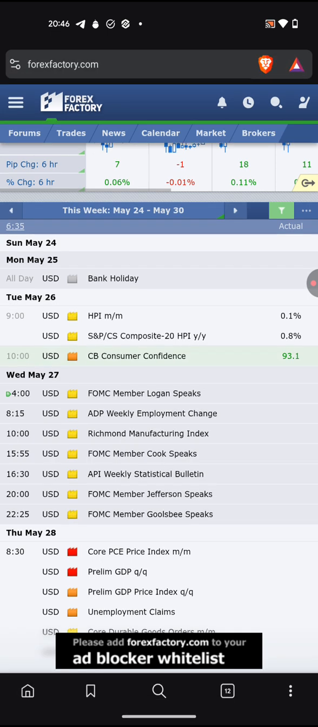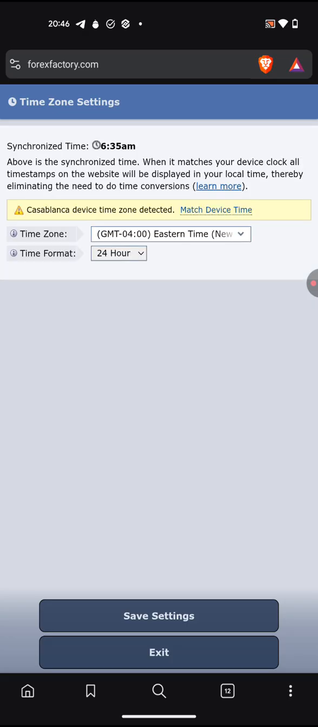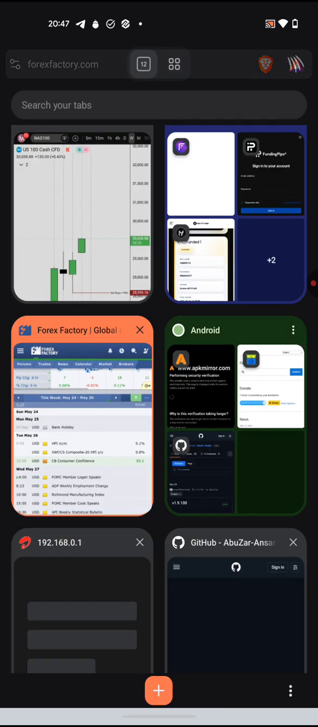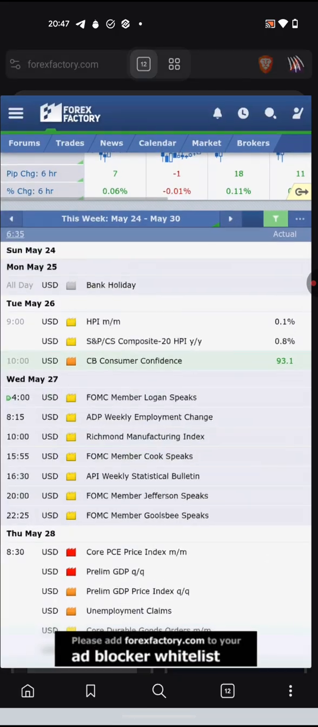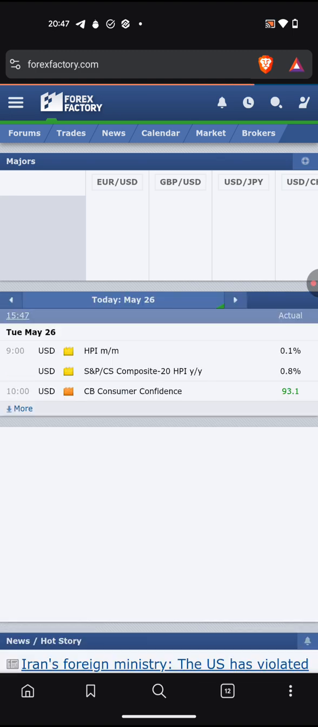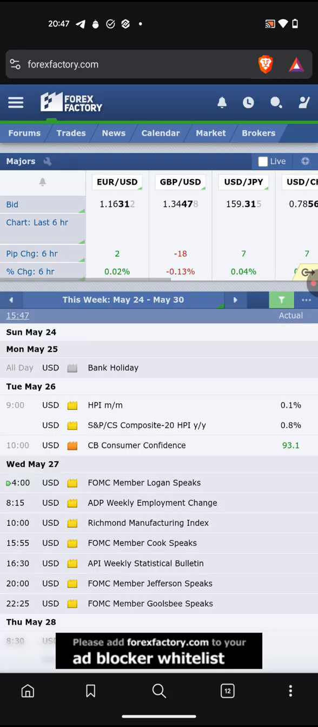Ideally, I set my time zone to be New York, as you can see here, GMT-4 Eastern time, and time format 24 hours. That's the time that I'm using, because the time aligns with my chart. As you can see, 1547 on Forex Factory. Let me refresh the page so that we can have the current time. Okay, as you can see, 1547. The time is correct now. So the time in New York now is 1547. So the market is almost closing.